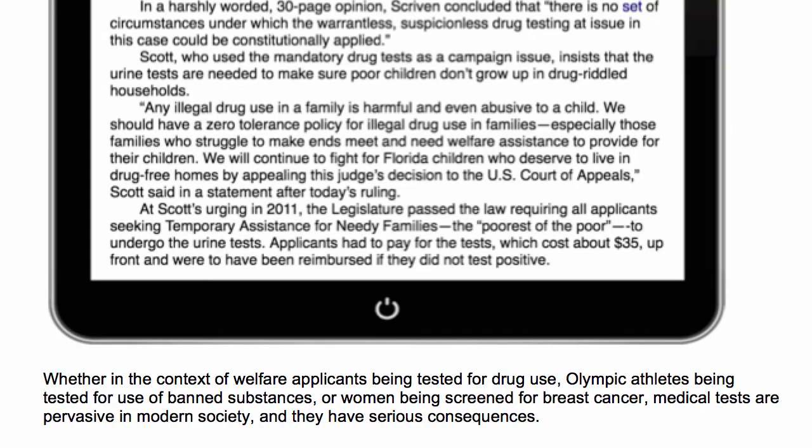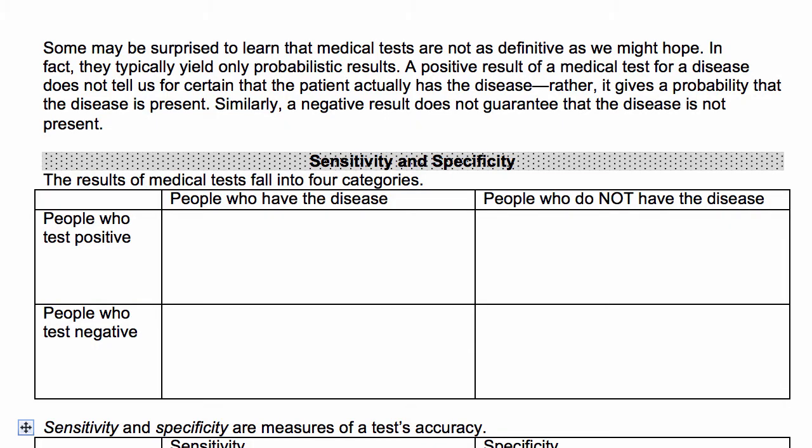Whether in the context of welfare applicants being tested for drug use, Olympic athletes being tested for use of banned substances, or women being screened for breast cancer, medical tests are pervasive in modern society and they have serious consequences. Some might be surprised to learn that medical tests are not as definitive as we might hope. In fact, they typically yield only probabilistic results.